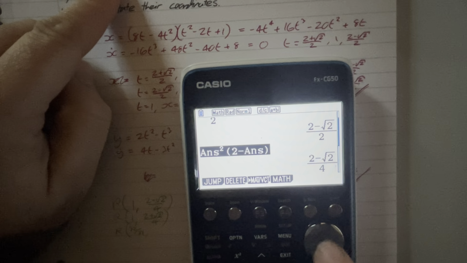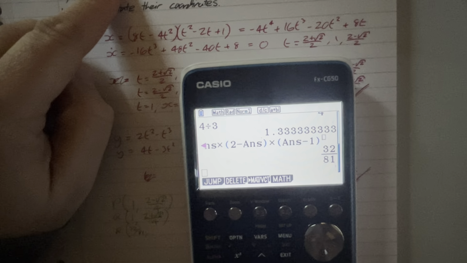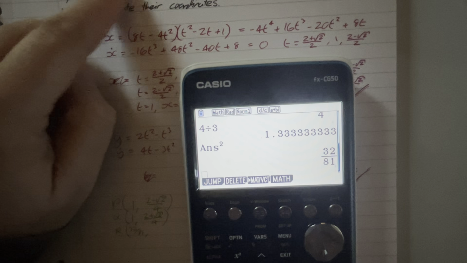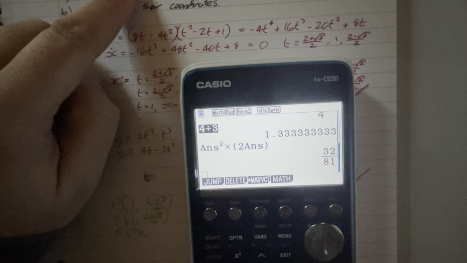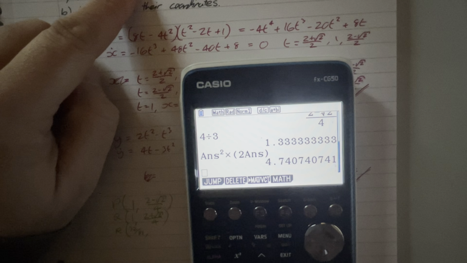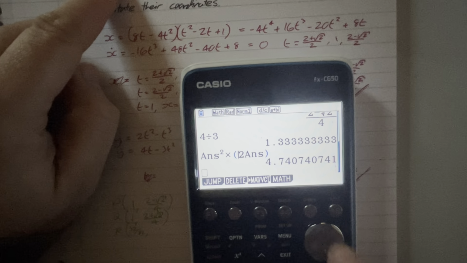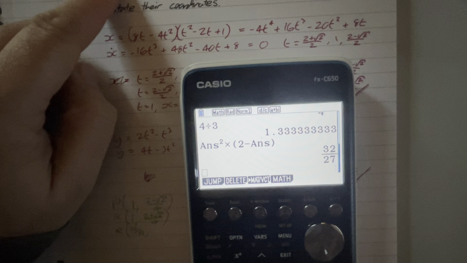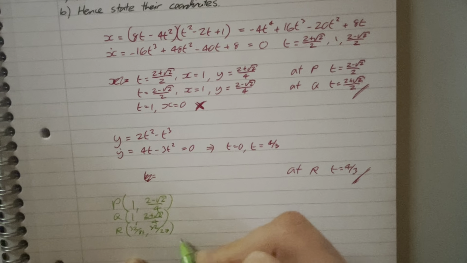And I also need to work out the other one. So I delete all of that. Just replace it with answer squared into 2 minus answer. And that comes out as something much bigger than I expected. So I think I've gone wrong somewhere. Oh, there we go. It's 2 minus answer. There we go. 32 over 27. So 32 over 27. That's my coordinate for R.